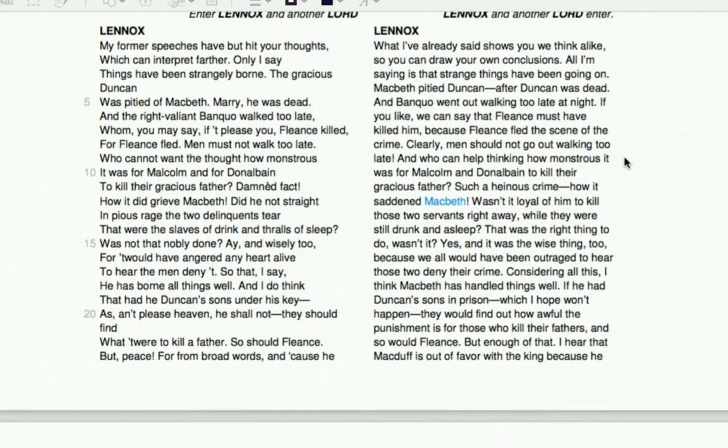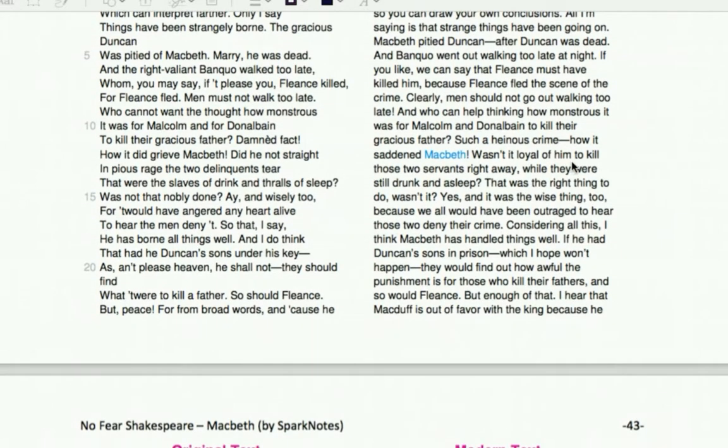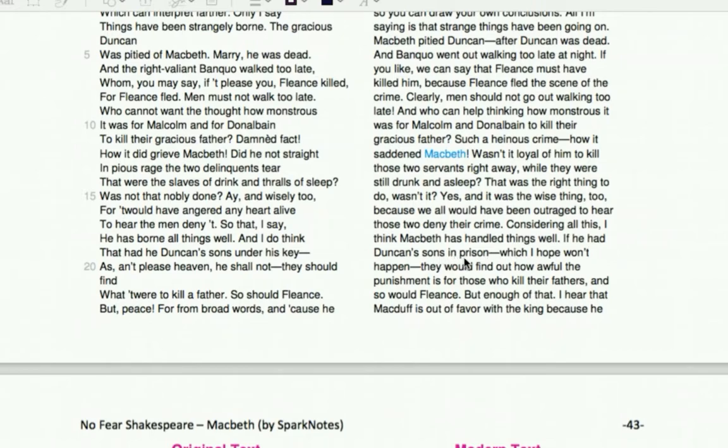You can get killed. Then he says, wasn't it loyal of Macbeth to kill the two servants, the two guards, right away while they were still drunk and asleep? I think it was the right thing to do. I think it was actually very wise. He says, considering all of this, I think Macbeth has handled things well. And if he had Duncan's sons in prison, which I hope won't happen, they would find out how awful the punishment is for those who kill their fathers, and so would Fleance.